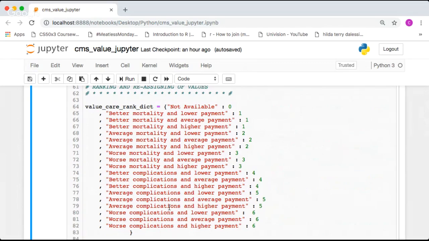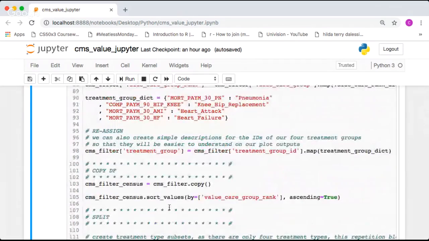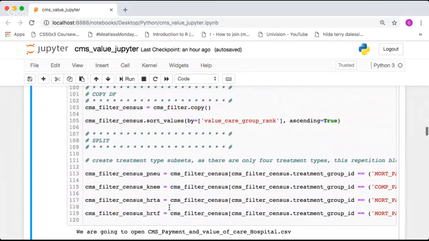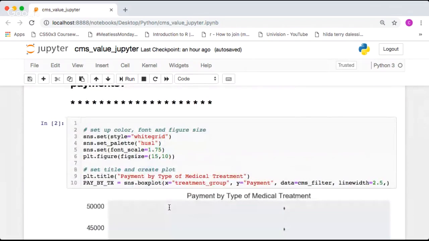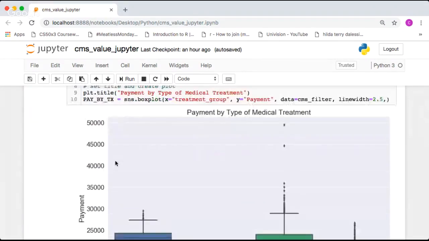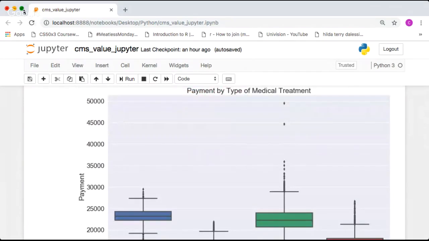We'll see that later. I also split my data set into 4, 1 for each medical treatment, in order to create plots more easily later. So my first question was, for each type of medical treatment, what is the range of payments? And I used Seaborn and Matplotlib to set my scale, color, and titles. And here you can see the plot.